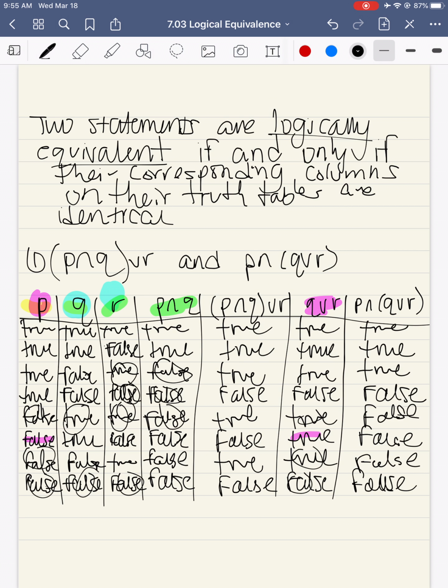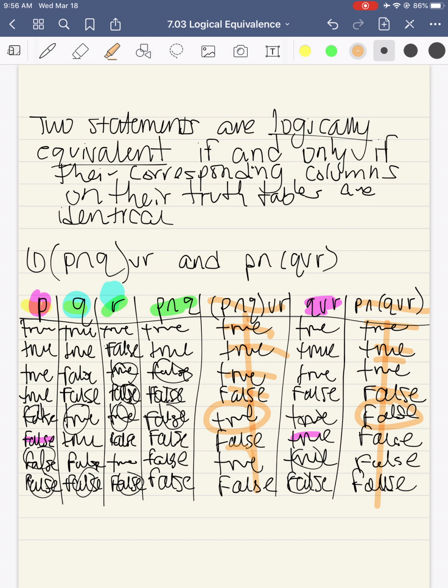So again, we're trying to see, are these two statements logically equivalent? So I need to take a look at this column here and this column here, and I need to see, are their columns exactly the same? Because if they are, then those statements are logically equivalent. If they are not the same, then they're not logically equivalent. So if I have true, true, okay, those are the same. True, true, true, true, false, false. We're doing great so far. However, we have true here and false here. So automatically, these two statements are not logically equivalent.